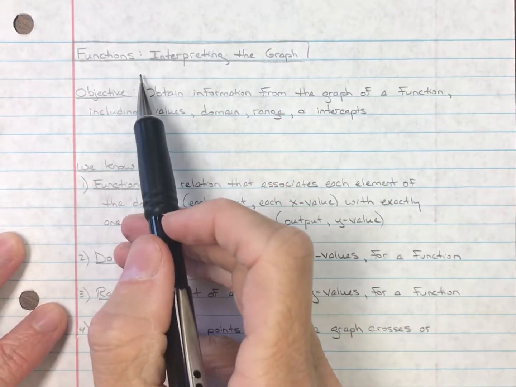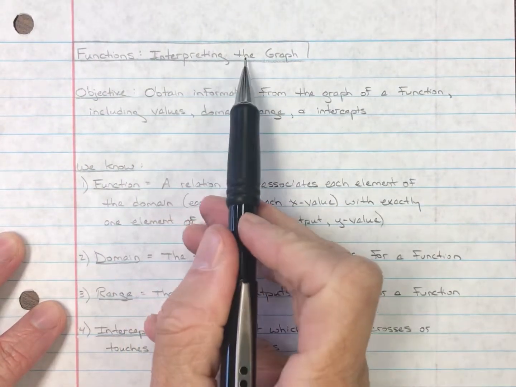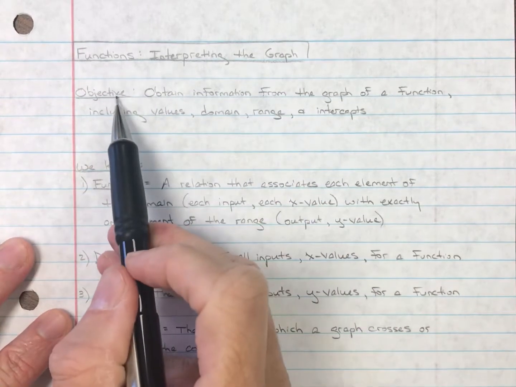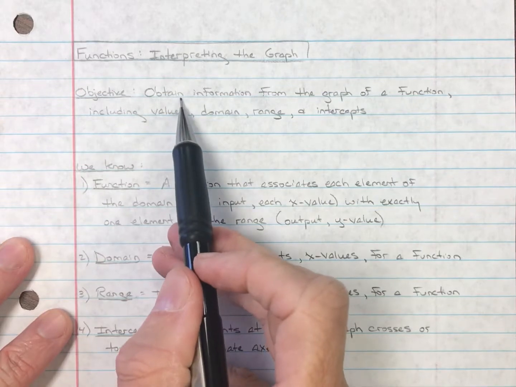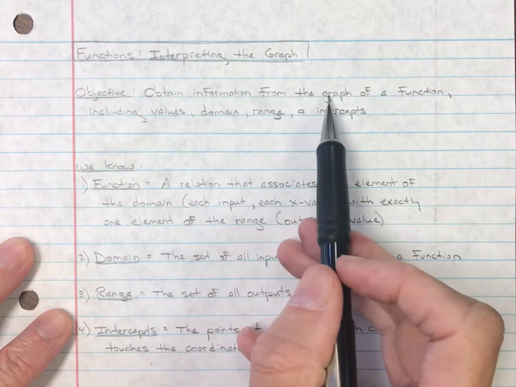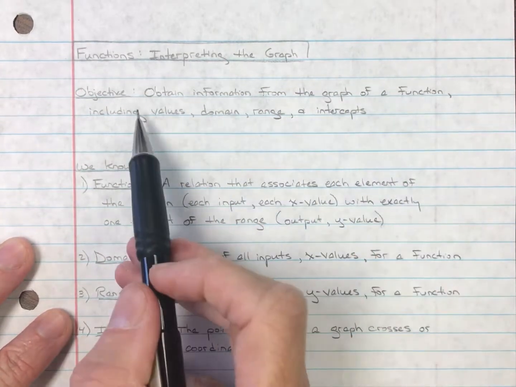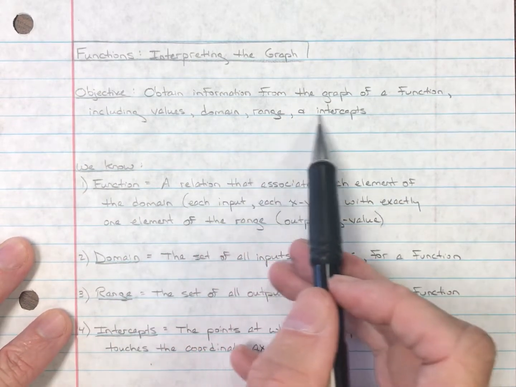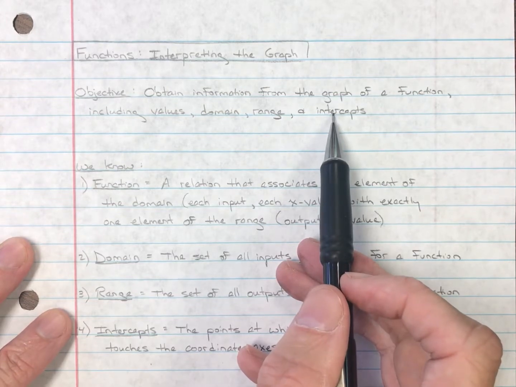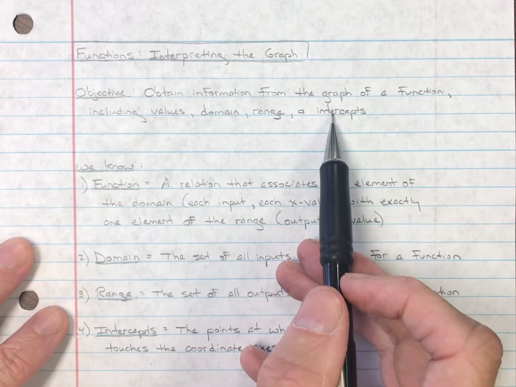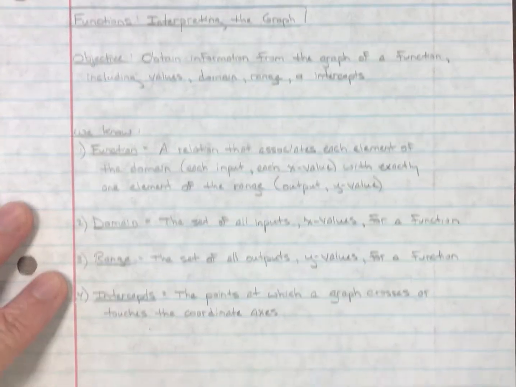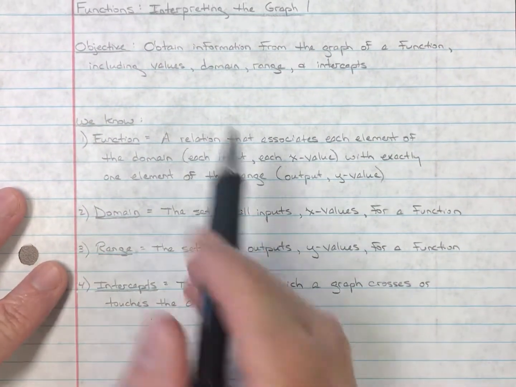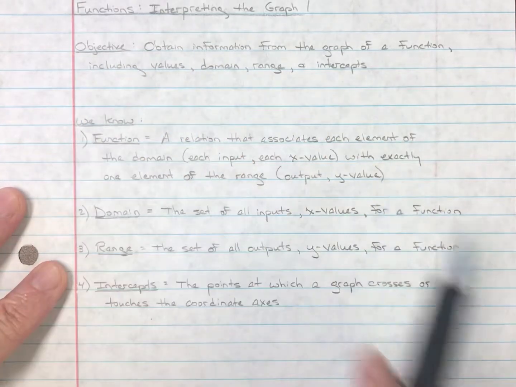In this video lecture, we're going to interpret the graph of a function. Specifically, our objective is to obtain information from the graph of a function, including the values, the domain, the range, and intercepts. We'll pull in a couple other things too as we look to read the graph. We had a fair amount of vocabulary in that objective.